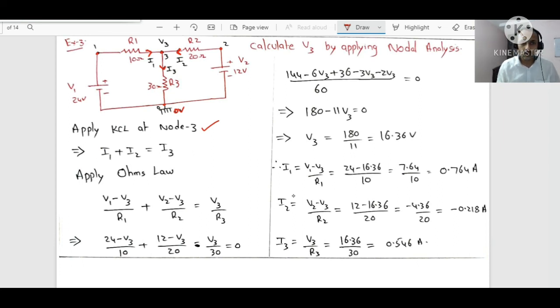Right? So apply KCL at node 3: I1 plus I2, this current is entering, I1 is entering, I2 is entering, equal to I3. Simple. Apply Ohm's law. What about I1? For this resistor R1, at one end the voltage is V1. This point is important, dear students. V1. At the other end of the resistor R1, the voltage is V3.